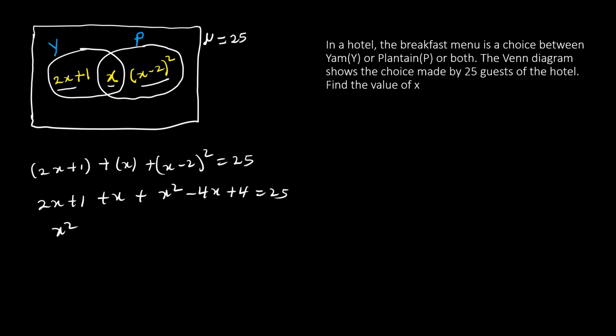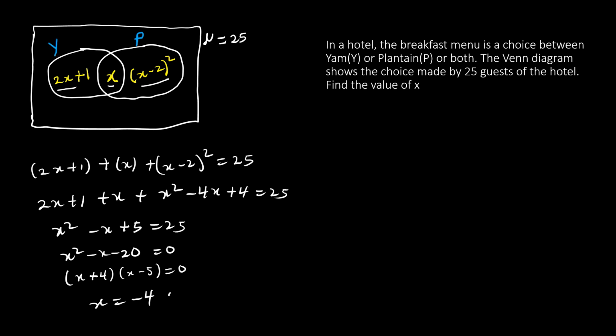25. And then we have x squared minus x plus 5 equals 25. Okay, this equals x squared minus x minus 20 equals 0. And if you try to solve this quadratically, we're going to have x plus 4, x minus 5 to be equal to 0. So therefore we have our x to be equal to negative 4 or 5. And since it's x, x cannot be negative, so we now have our x to be equal to 5.